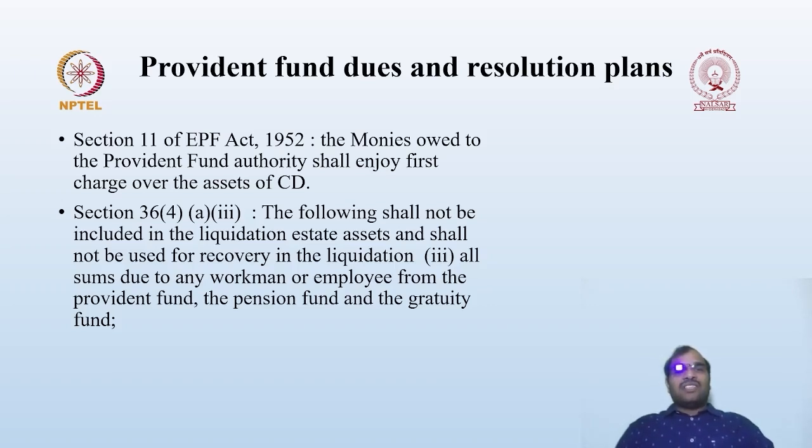Okay, so it shall not be used for the recovery in the liquidation. So what cannot be included? All the sums due to any workman or employee from the provident fund, pension fund and gratuity fund. If any fund is maintained by the employer which is related to workman dues, related to provident fund, pension fund, gratuity, though the fund is there with the company, such fund cannot be used or cannot be considered as an asset. So you cannot use it.